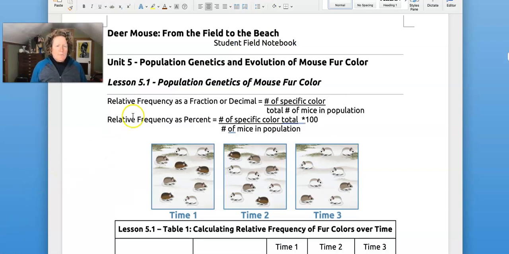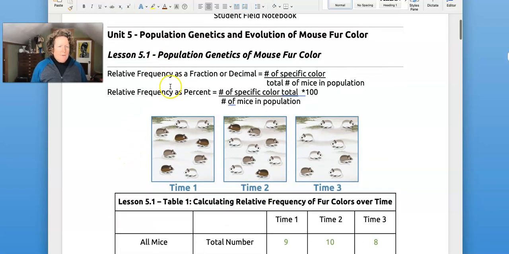So here's your field notebook. Yours might be in Google Docs. This one happens to be in Word. So lesson 5.1, and we have a reminder for relative frequency. We can do it as a fraction or a decimal, putting the number of a specific color of mice, like dark, light, medium, over the total number of mice. Or we can do that and multiply times 100 to get a percent.